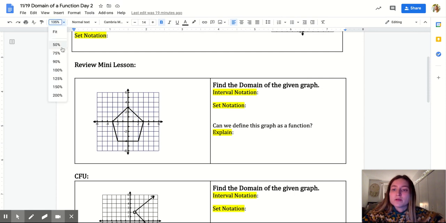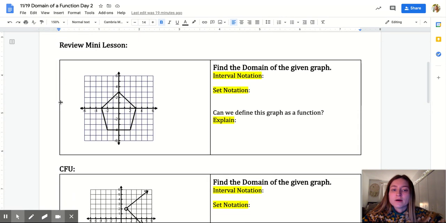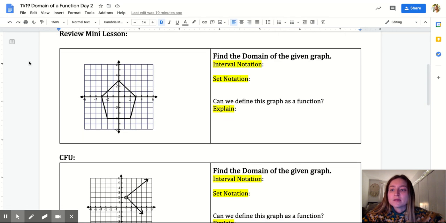So I'm going to zoom in a little bit here on this mini lesson. This is just review from domain of a function day 1. So it should look pretty similar if you're all caught up to this point. So if we're finding the domain of a given graph or interval notation, the first thing I want to do when I'm finding domain, remember I'm thinking domain, I'm thinking my x-axis, my x values here. I'm going to find my most left and my most right x value. And I'm going to mark it by going like this.